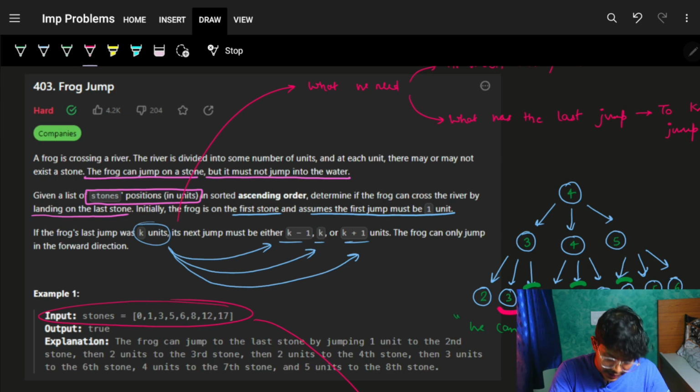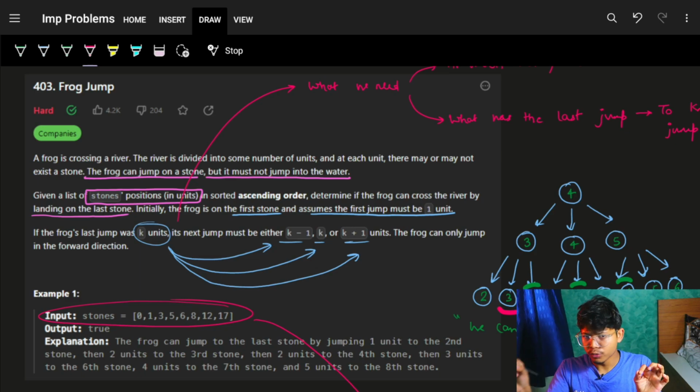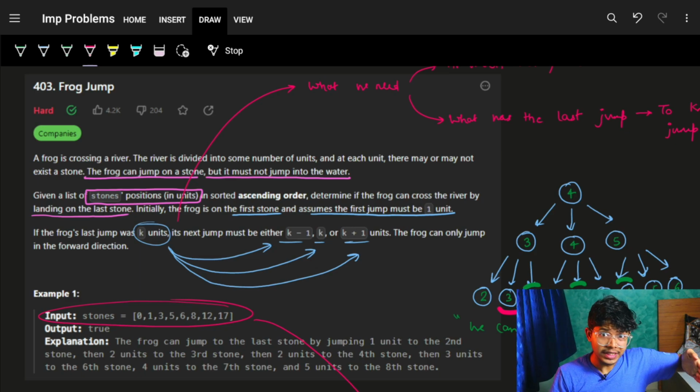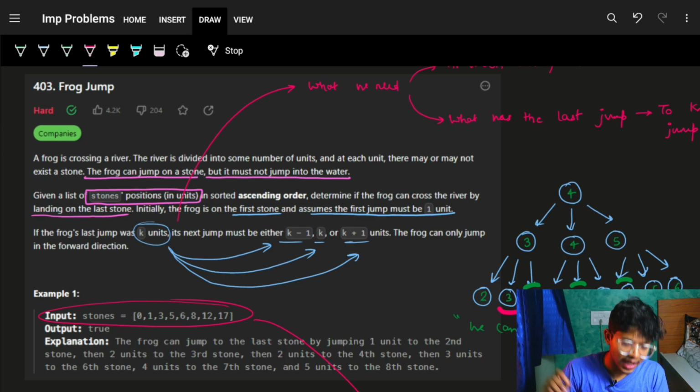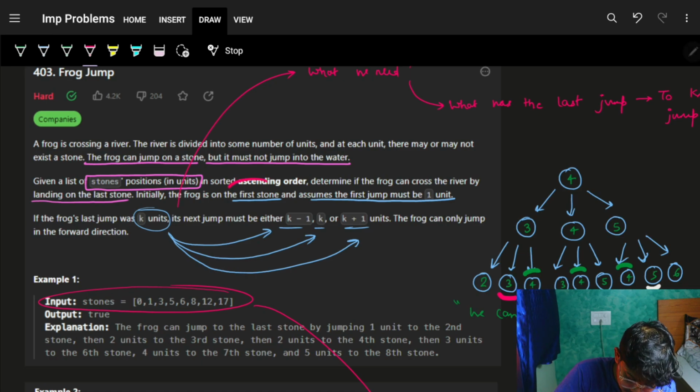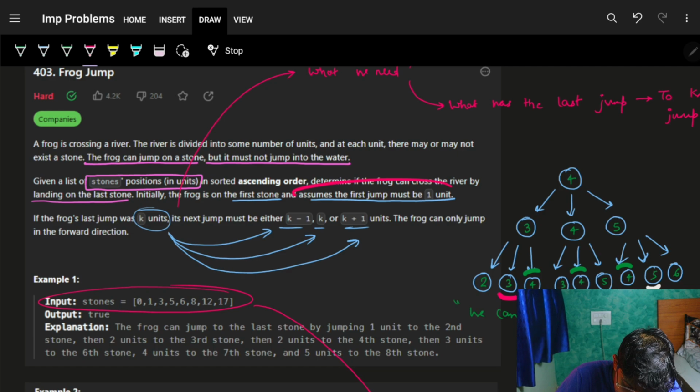Now I have to determine if the frog can cross the river by landing on the last stone. So basically, the frog has some stones with him. He will start from the first stone, keep on jumping, and he can jump only on these stones, and he has to reach the last stone. Initially the frog is on the first stone, and we assume that the first jump must be 1 unit.